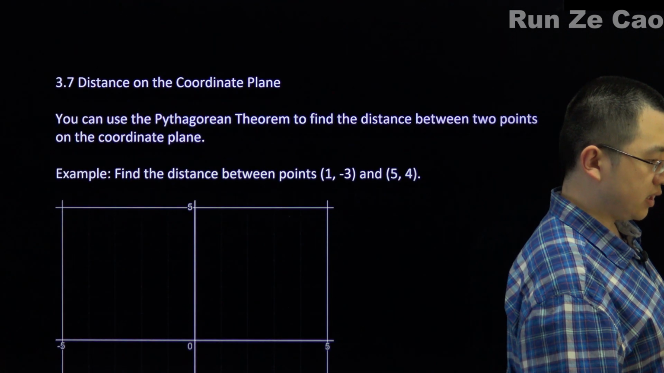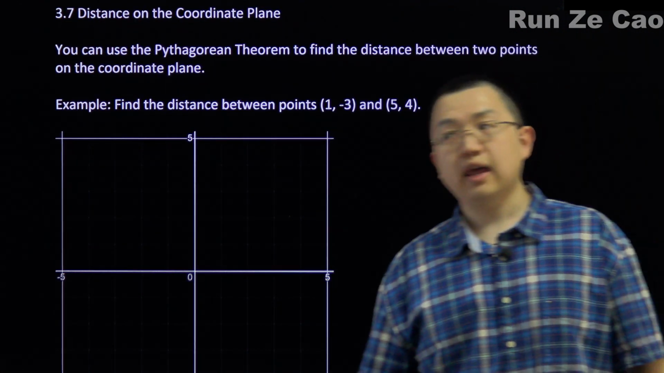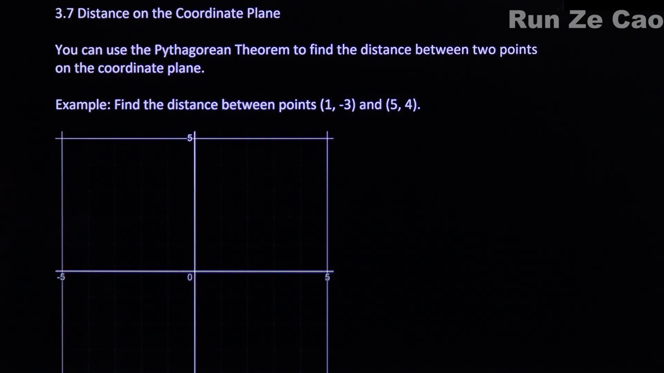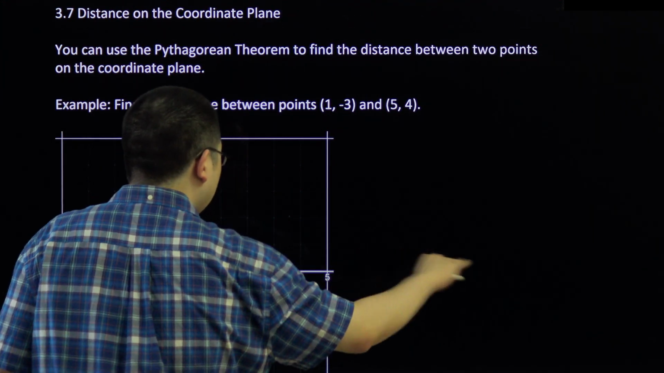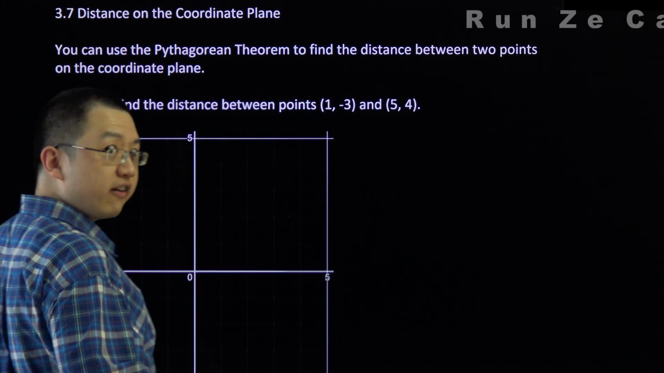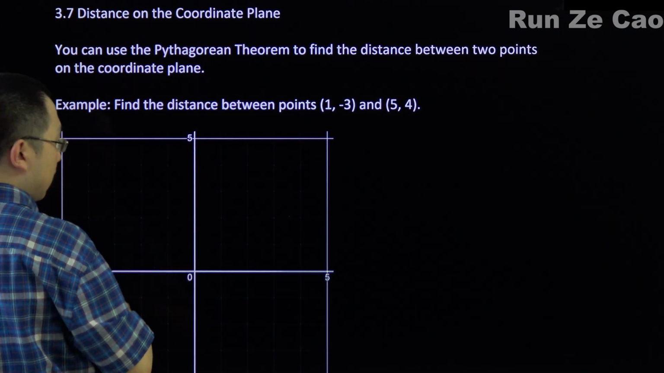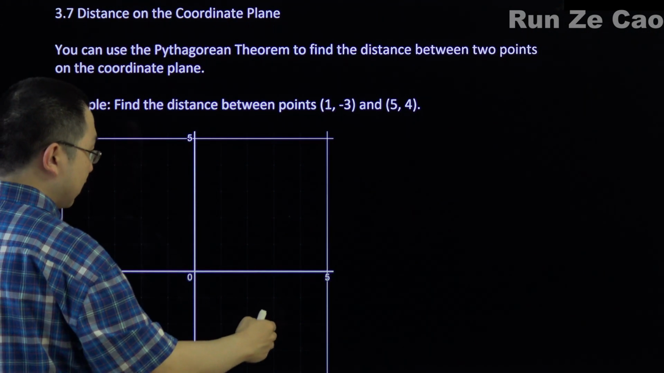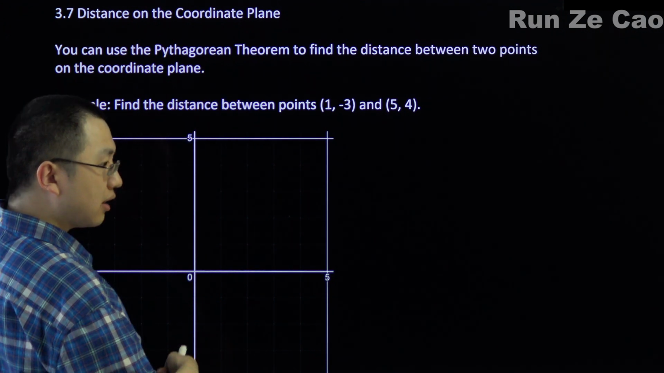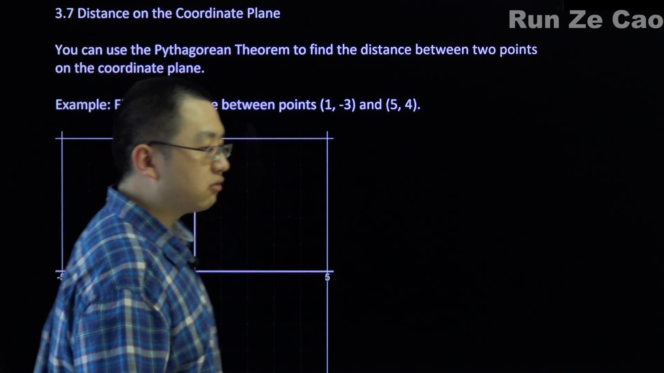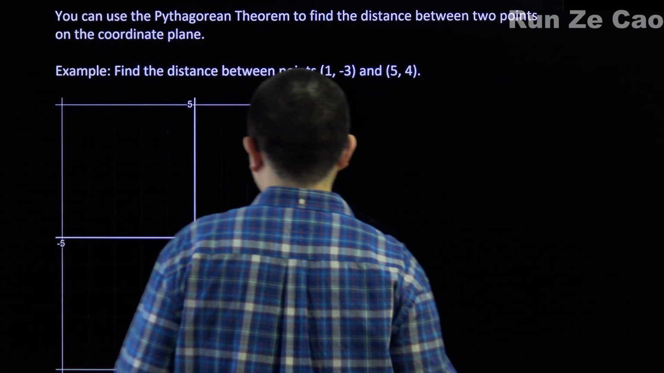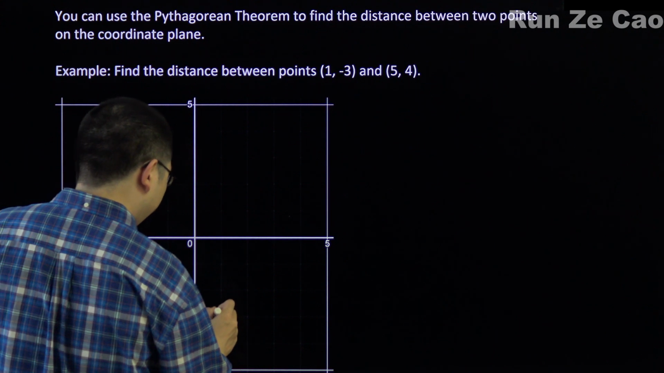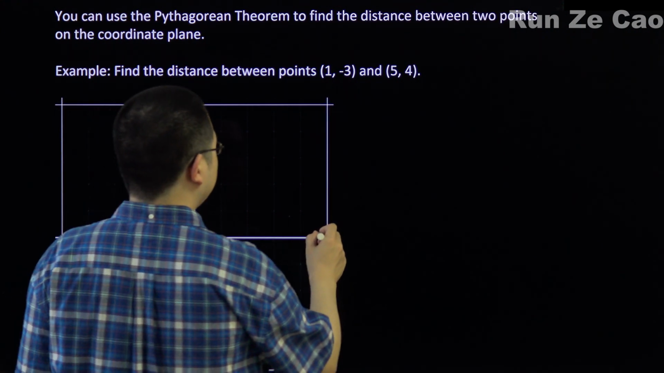If you have a Cartesian grid, also known as a coordinate plane, you can find the distance between 2 points using the Pythagorean theorem because the axes are at right angles to each other. Therefore, the difference along one axis and the difference along the other axis are the legs of a right triangle. Let's find the distance between points (1, -3) and (5, 4).